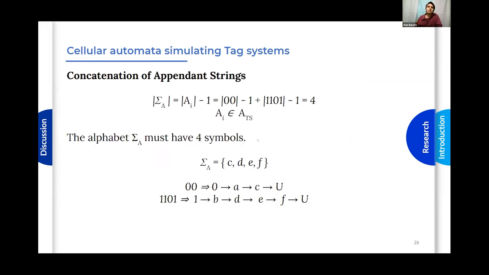And the concatenation of appendant strings. For knowing which number of symbols will be in the sigma of the appendants, we can know the length of every appendant, and with this we can obtain the number of symbols for each appendant. For example, for 0 0, we have A and C, the signal, and a C symbol, and then U. We will see how the U symbol or flag works.